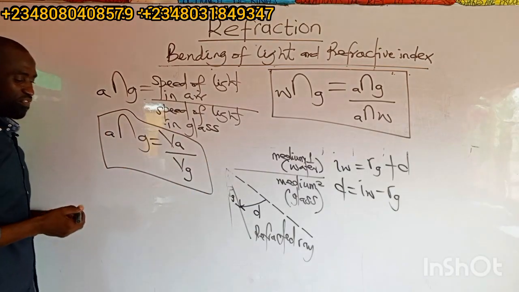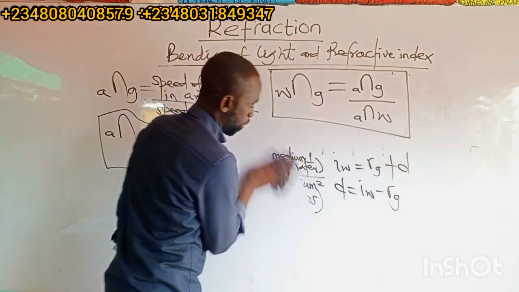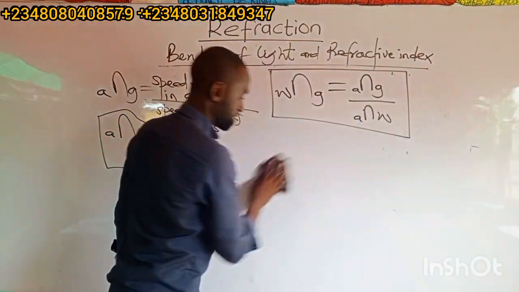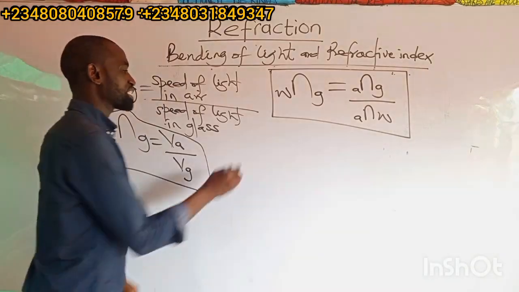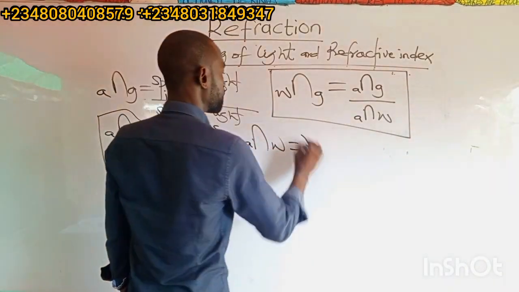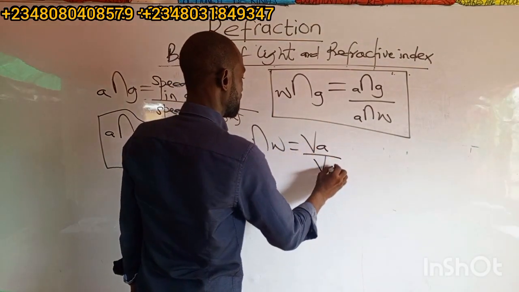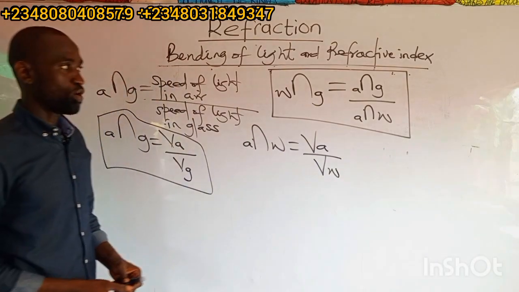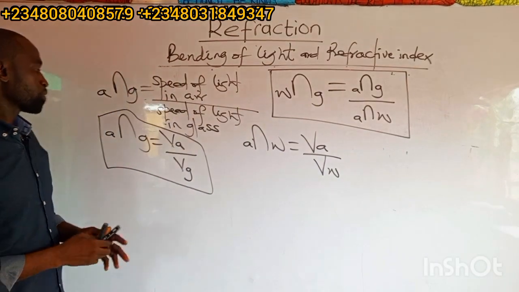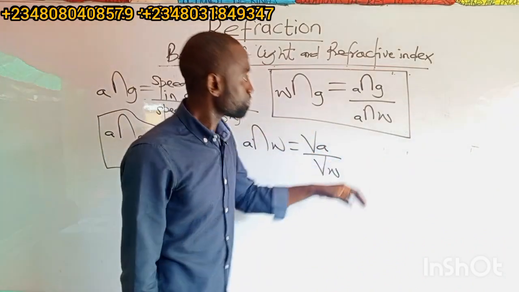What of the refractive index of water with respect to air, which is absolute? It is absolute. So we have the absolute refractive index of water with respect to the air is equal to speed in air all over speed in water. Speed in air all over speed in water. So this is how to define refractive index in terms of speed.